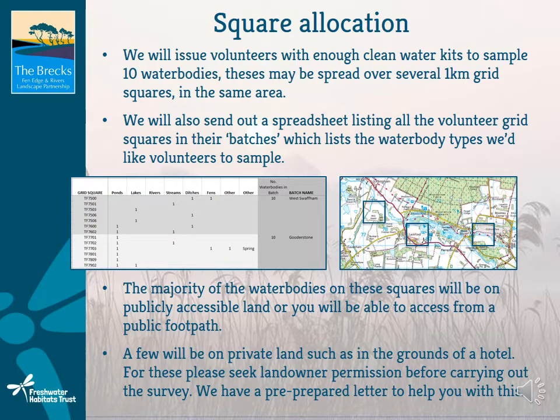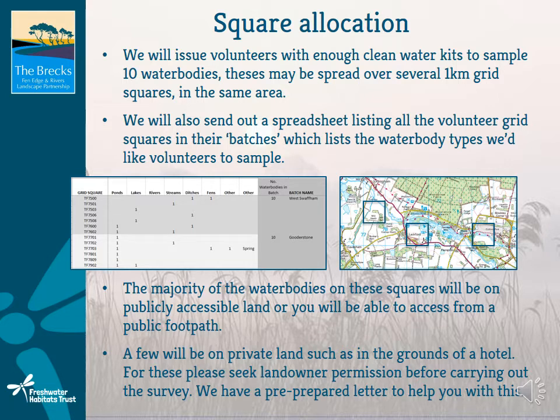So a little bit about square allocation. We will issue volunteers with enough clean water kits to sample 10 water bodies, and these may be spread over several 1 kilometre grid squares and generally in the same area. We will also send out a spreadsheet listing all the volunteer grid squares in their batches, which lists the water body types we'd like volunteers to sample.